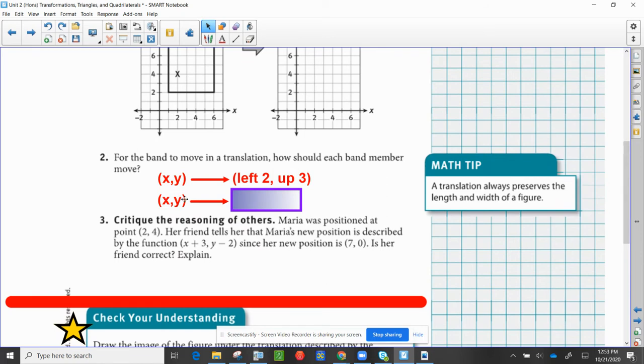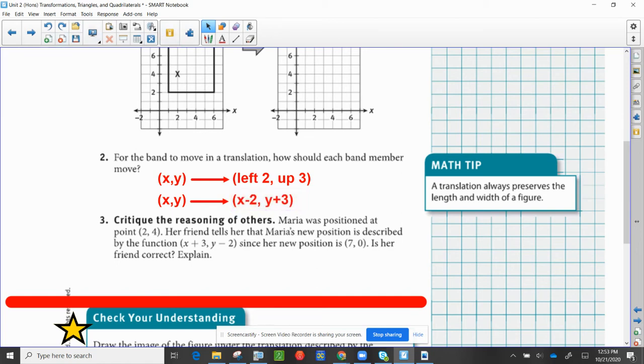If we have x, y, and we're saying it shifts left 2 and up 3, how would you write that as a function? Remember, the function is using the x plus or minus the number and y plus or minus the number. So go ahead and think about that for a second.